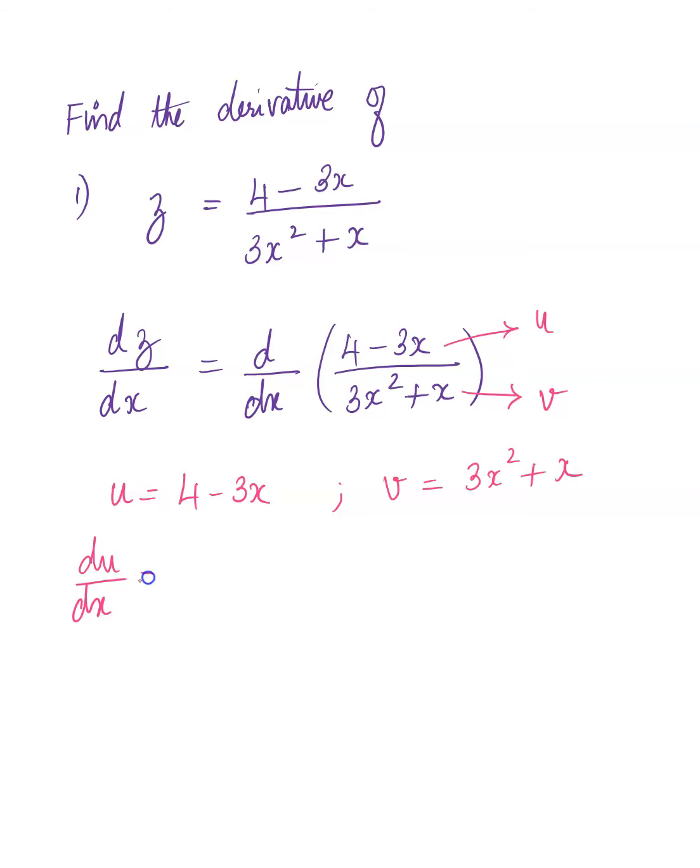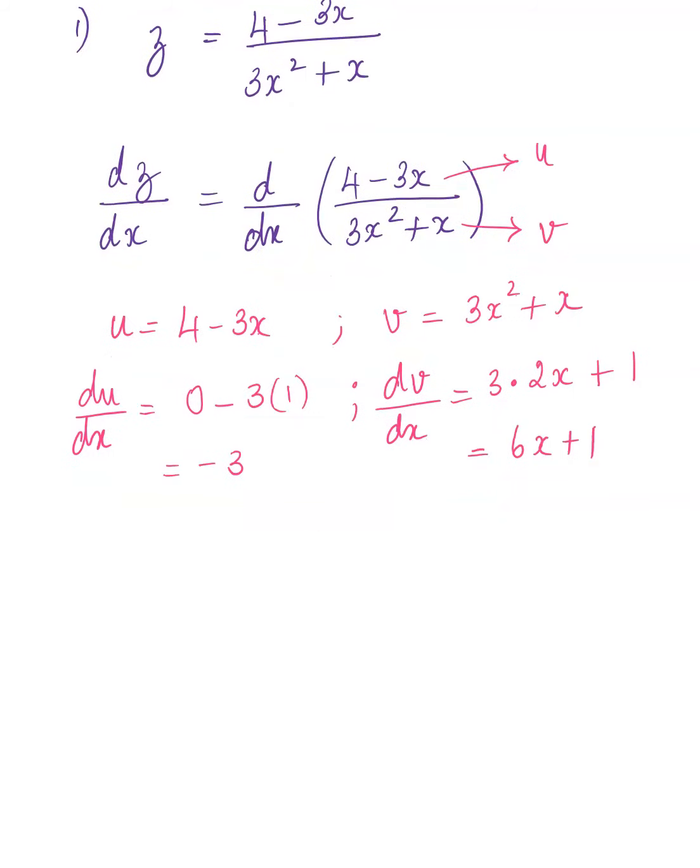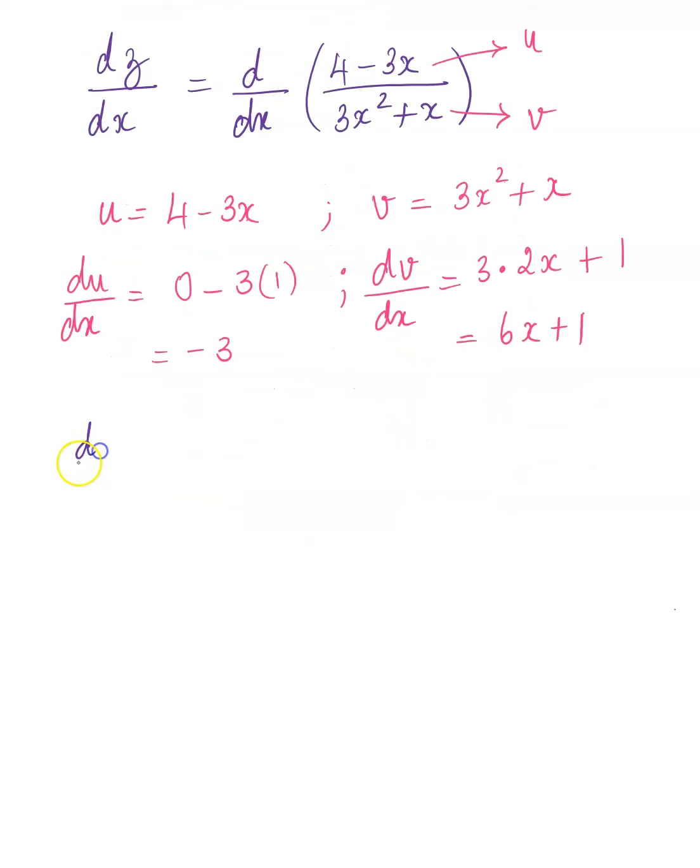Du over dx would be derivative of 4 is 0 minus 3 times derivative of x will be 1, which is negative 3. And dv over dx will be 3 times x squared, right? So that's going to be 2x, derivative of x squared is 2x. Plus derivative of x is 1. So that's going to give us 6x plus 1. Okay. So now that I have their individual derivatives, I can go into the formula here. The quotient rule. I'd like to keep it as u and v.